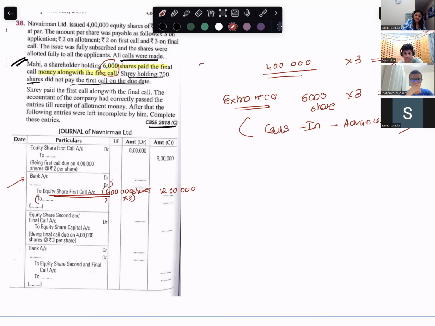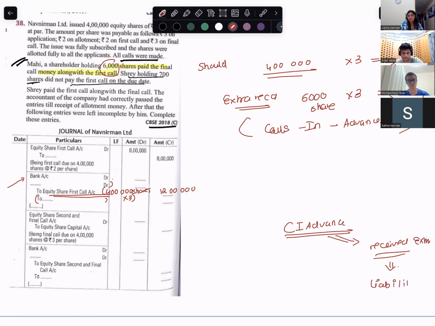See, I have received this. So it will be credit. Calls in advance is always credit. Remember, calls in advance is something that you have received extra. That means it is your liability. You have to refund it anytime for that purpose. So it's a liability, it will have a credit balance. And calls in arrears, that means you have not received, it is outstanding income. It will have a debit balance. Money yet to be received.